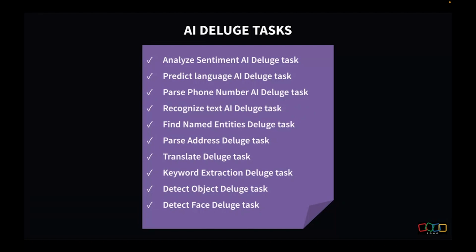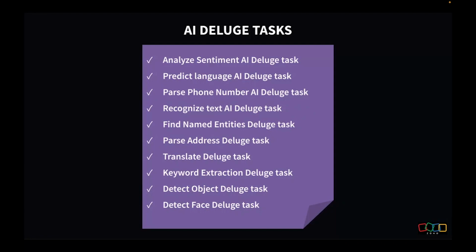Then we have the predict language AI deluge task. This task is used to identify the language in a particular sentence or paragraph, and about 60 plus languages can be identified using this deluge task. Then we have the parse phone number AI deluge task. This task is used to retrieve a limited amount of information about a particular phone number given as input. For example, it helps us get the national format of the phone number, the international format, the service provider of that number, and the time zone in which the mobile number is being used.